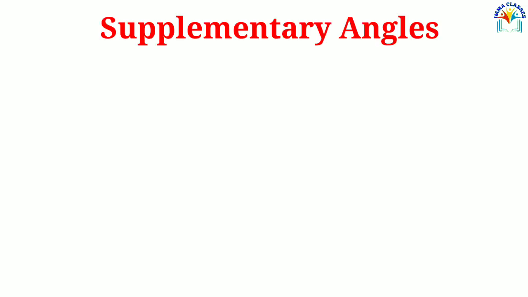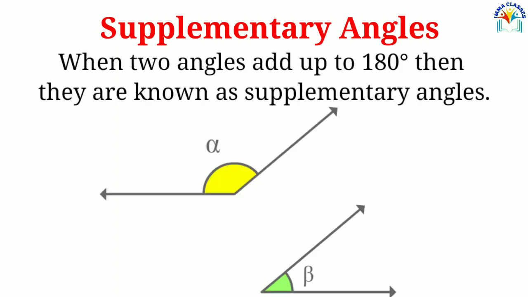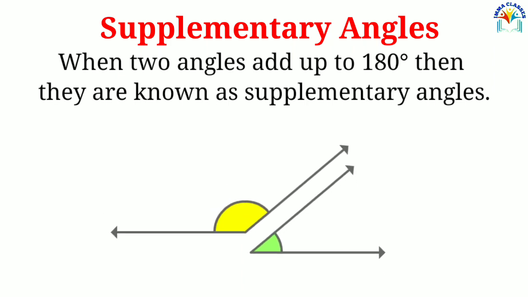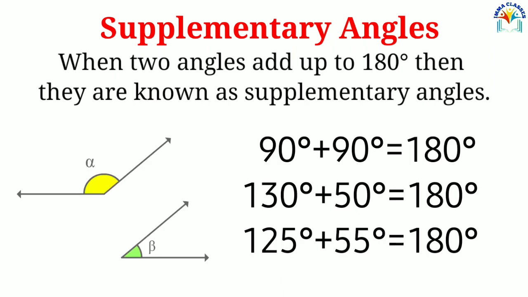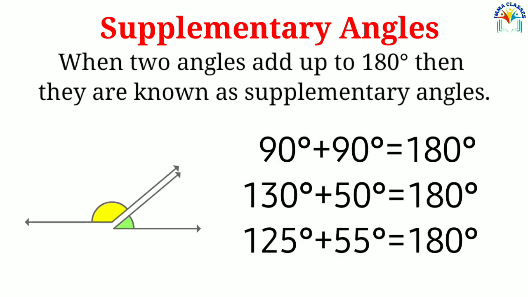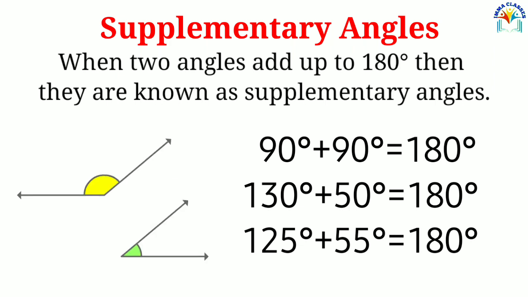Number 2. Supplementary angles. The angle of 100 degrees and the angle of 80 degrees are called supplementary angles because their sum is equal to 180 degrees. 90 degrees plus 90 degrees is equal to 180 degrees. So the two angles of 90 degrees each are supplementary angles.